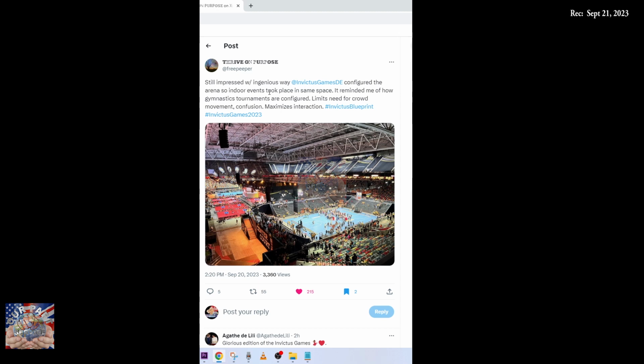Still impressed with the ingenious way the Invictus Games Dusseldorf configured the arena so indoor events took place in the same space. It reminded me of how gymnastic tournaments are configured. Limits the need for crowd movement and confusion, maximizes interaction. Invictus blueprint, Invictus Games 2023.